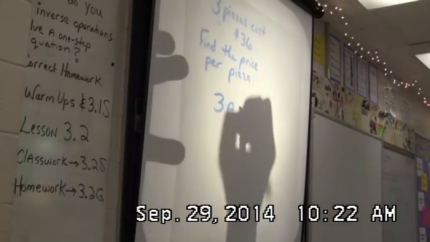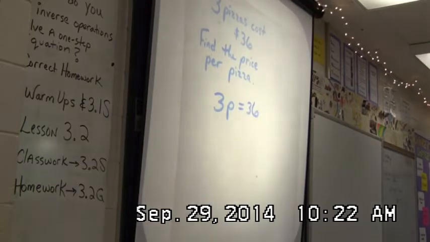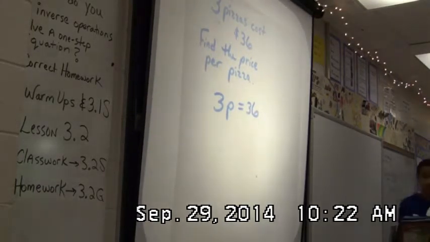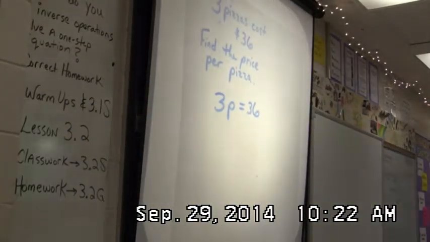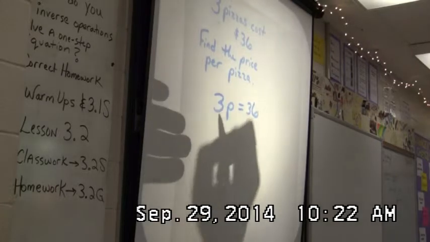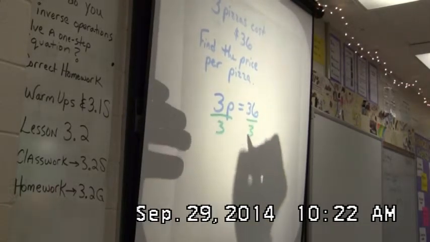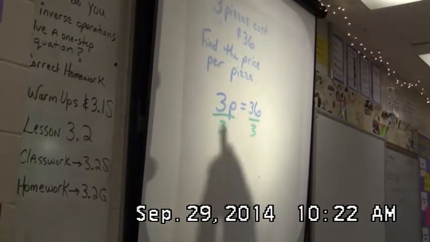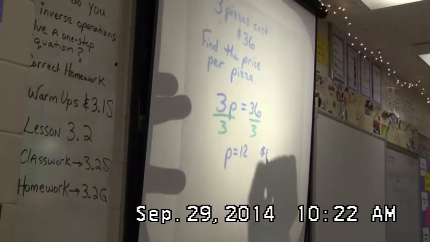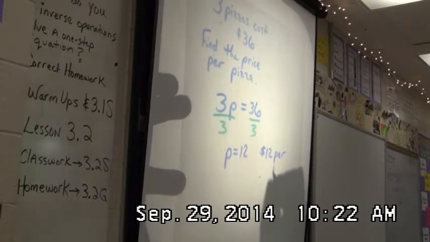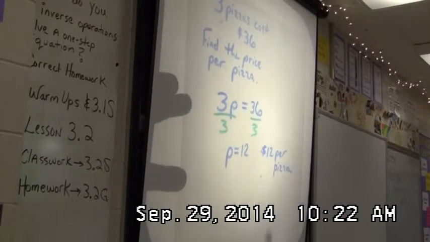All right, and the total was $36. So 3p equals 36. How can we get p all by itself? Chris, what do you think? Excellent. We'll divide both sides by 3, and we end up with p equals 12. That's $12 per pizza.